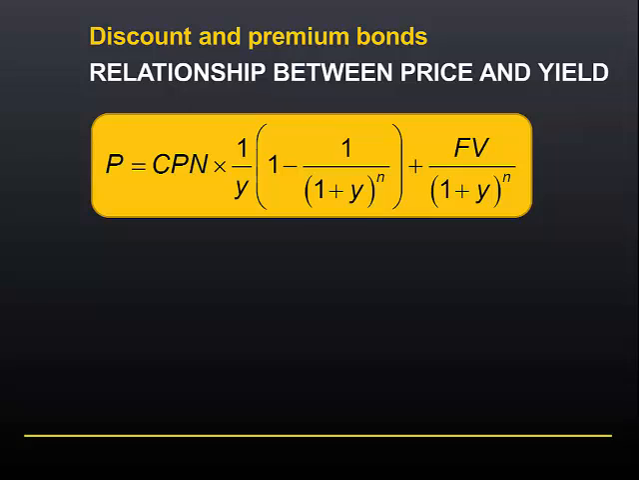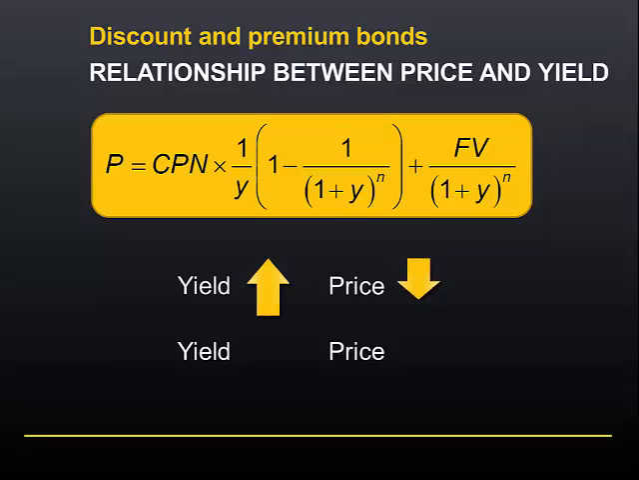In the previous module, we developed this formula to calculate the price of a coupon bond. An examination of this formula indicates that there is an inverse relationship between price and yield. Because the yield appears in the denominator throughout the formula, if the yield goes up, the price goes down, and vice versa.